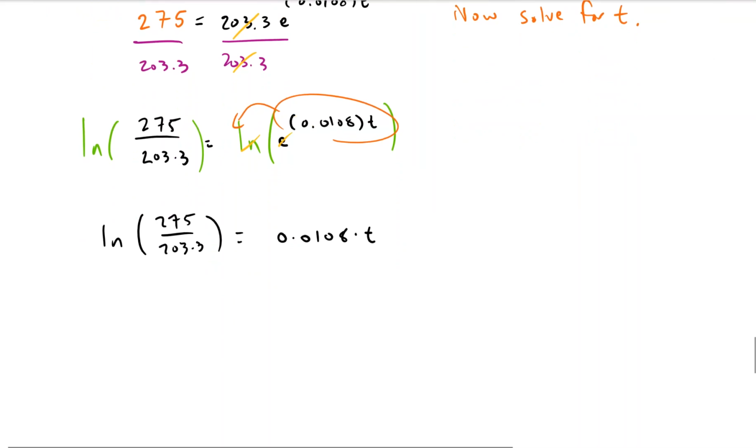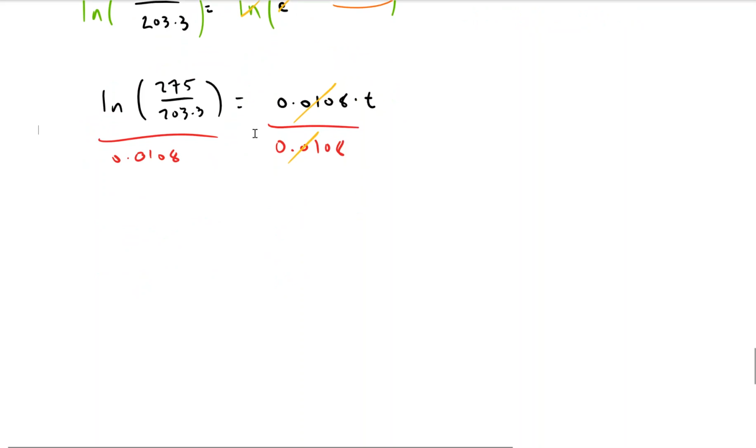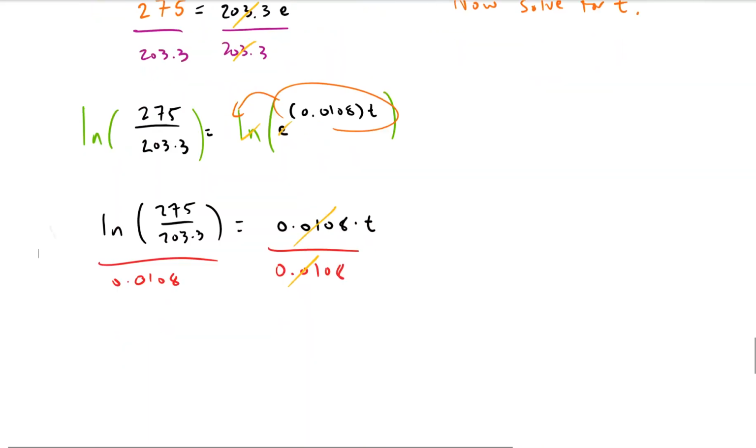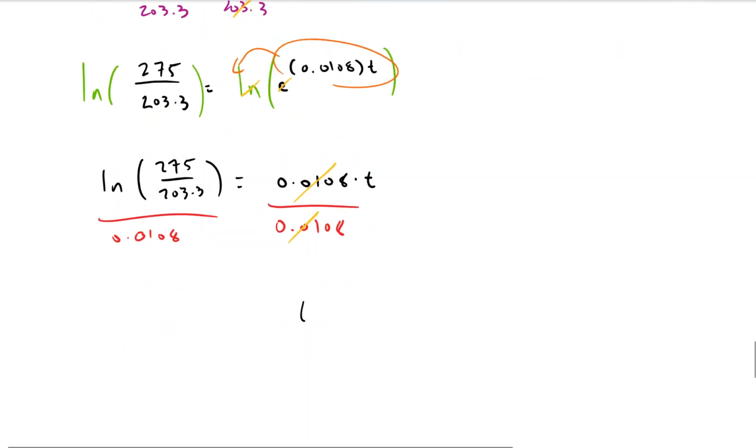Now, final step, divide away the 0.0108. And we get our t, which is the natural log of 275 divided by 203.3, all over 0.0108.